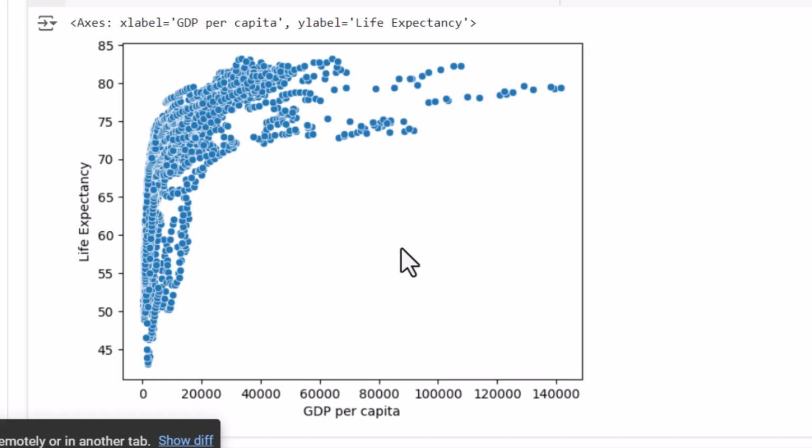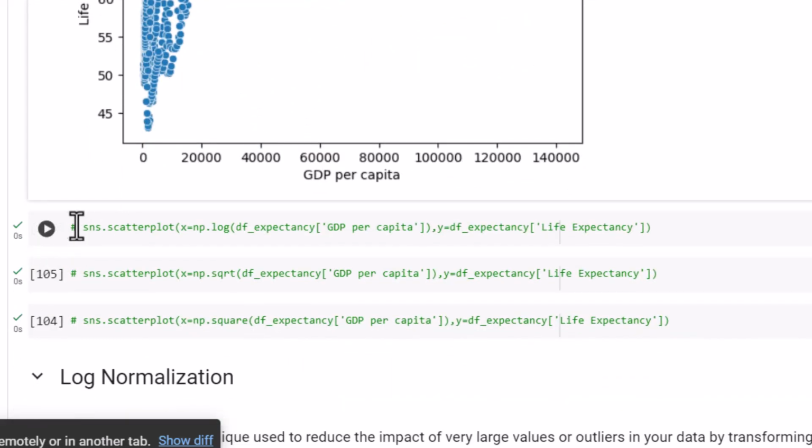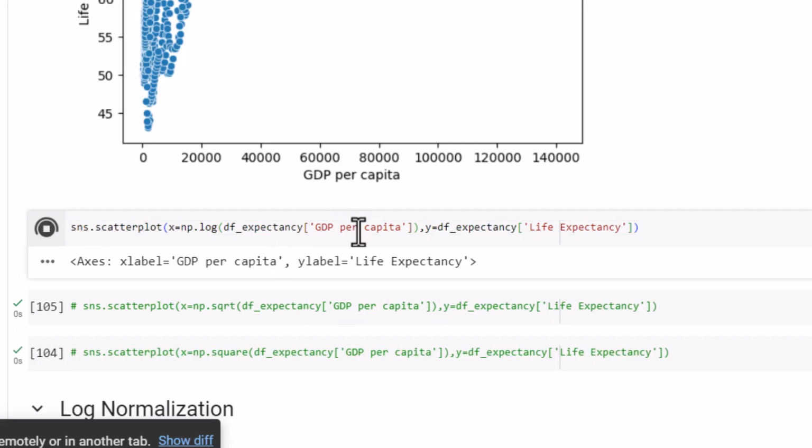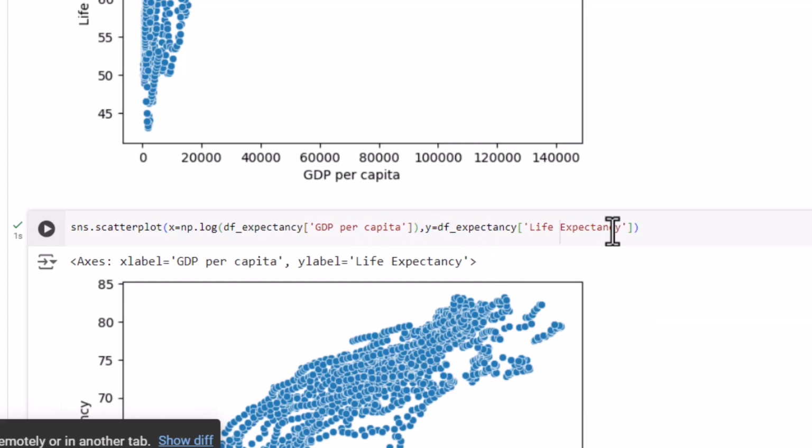Let's say if we compress this data with a mathematical technique, maybe log, which compresses any data, or maybe square root, what can be the effect? We can have a look by drawing the graph after applying log on each and every data point of GDP per capita and then having a look.